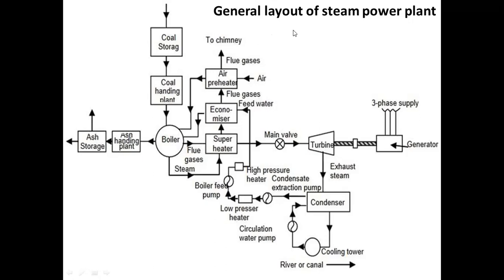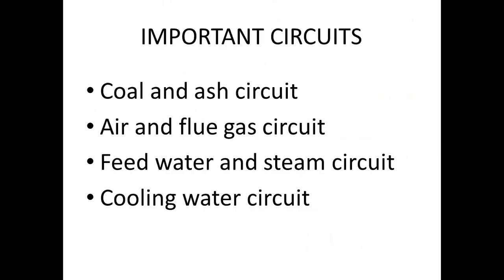It doesn't mean that a steam power plant contains only these parts. A steam power plant is a complicated unit, a complicated plant where almost all types of industries are there. We are using a water treatment plant there to treat the water used in cooling as well as in the boiler. So the few important circuits are: one is the coal and ash circuit, another is the air and flue gas circuit, another is the feed water and steam circuit, and the cooling water circuit.